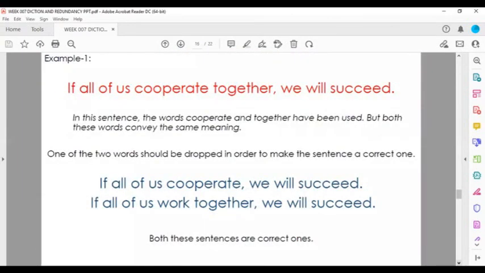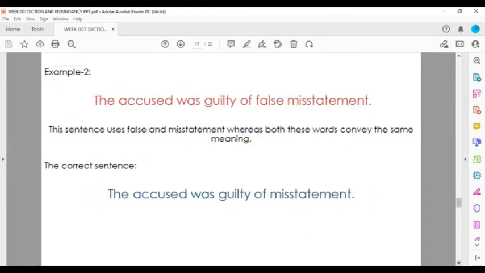In this aspect, example number 1: if all of us cooperate together, we will succeed. With this example, the words cooperate and together have been used, but cooperate is a collaborative effort by individuals, and togetherness means a group of people. So instead of using these two together, we can drop one. To make it right: if all of us cooperate, we will succeed. Or, if all of us work together, we will succeed. This makes the sentence correct.